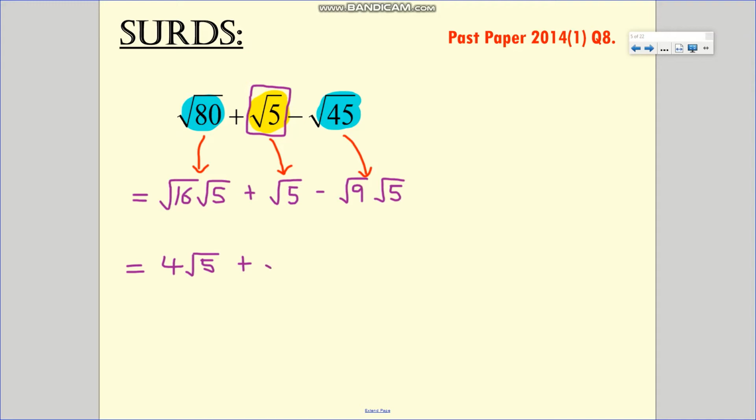Okay, the root 5 in the middle of my calculation has not changed since the very beginning. It's not going to change again in this line. Then I know the square root of 9 is 3, so I'm going to write down 3 root 5.